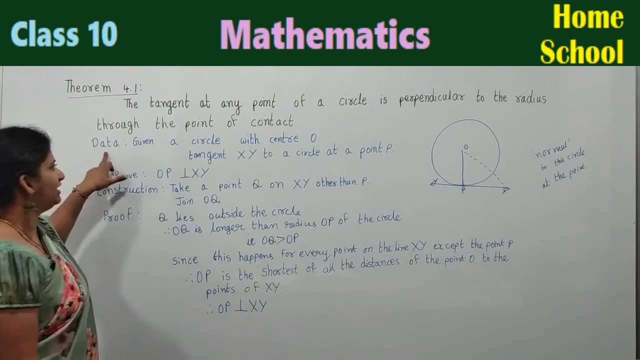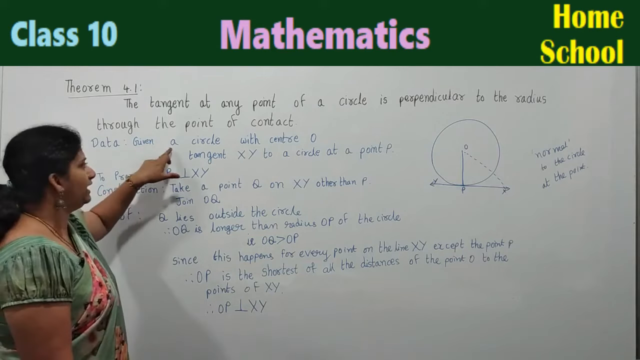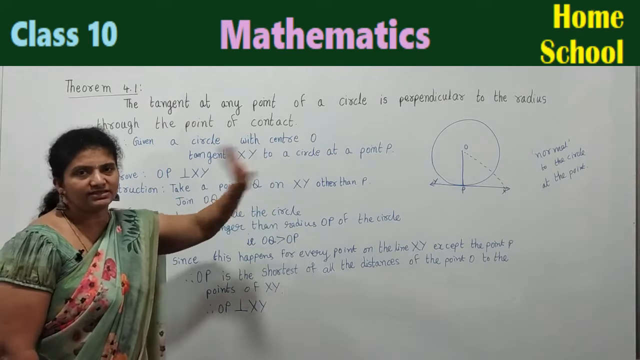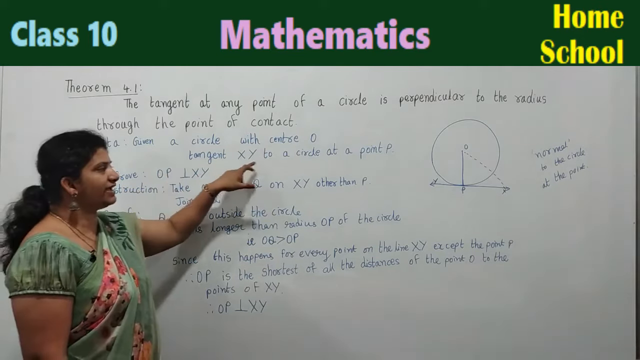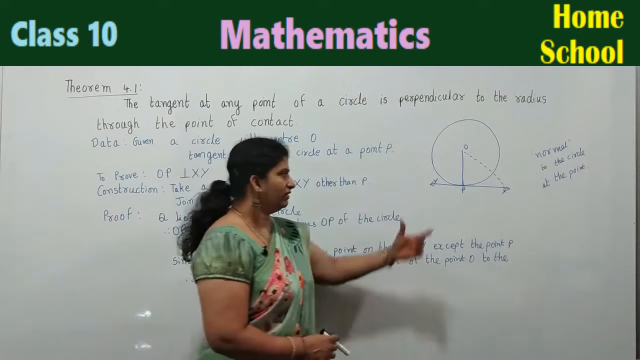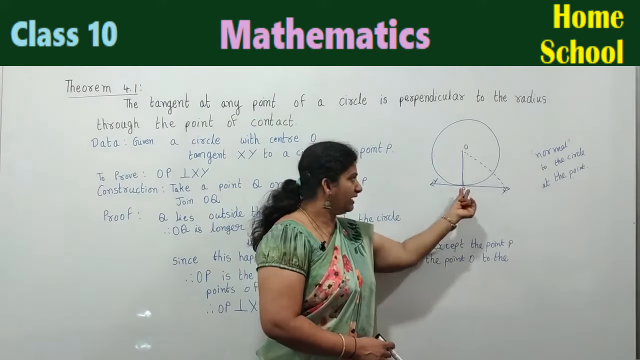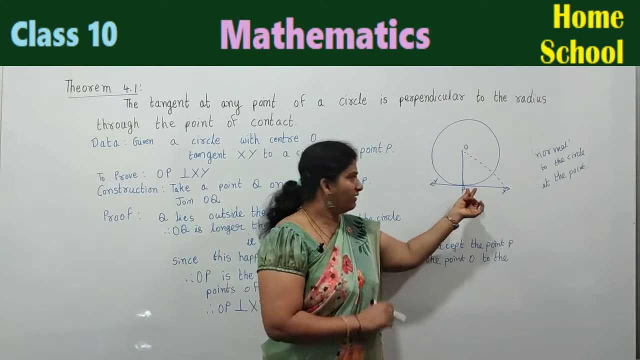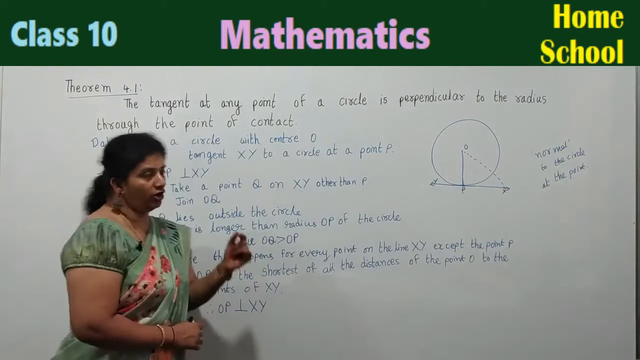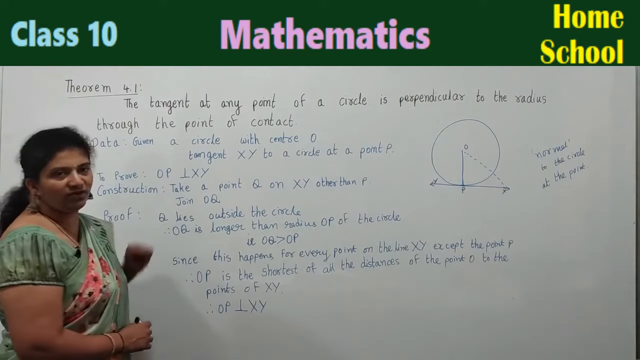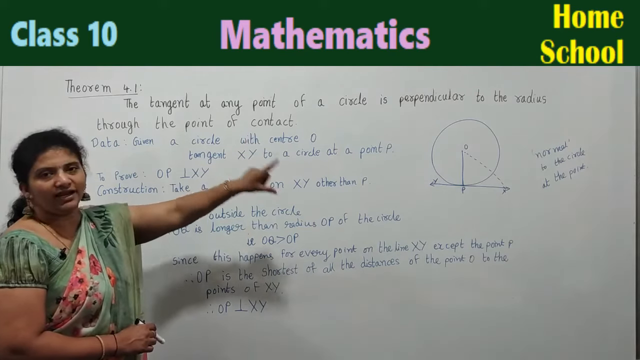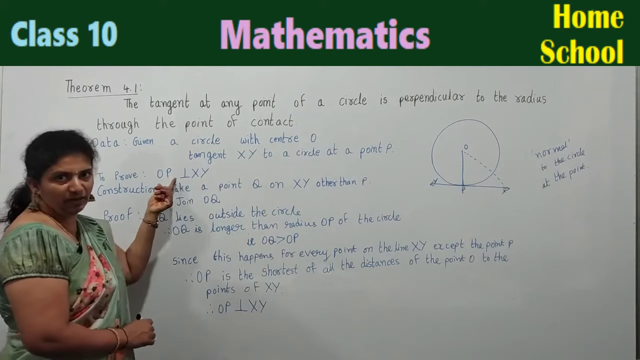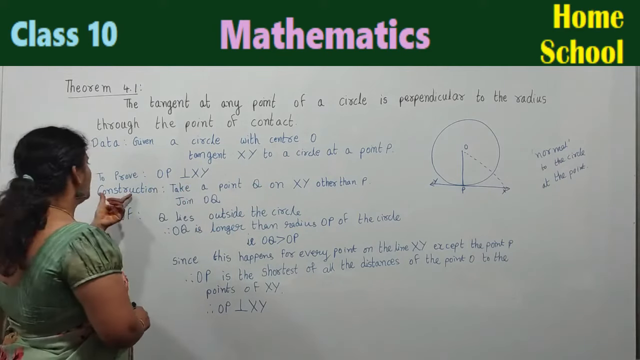Let's start with the data. What is given in the statement? Given a circle with center O. Tangent XY to the circle at a point P. XY is a tangent touching the circle at one point, and that one point P is the point of contact. To prove: the radius is perpendicular to the tangent at the point of contact. That is, OP is perpendicular to XY.